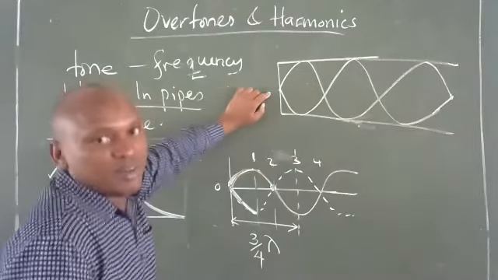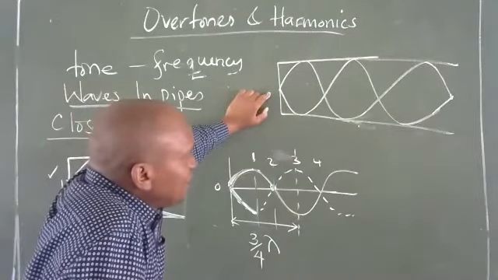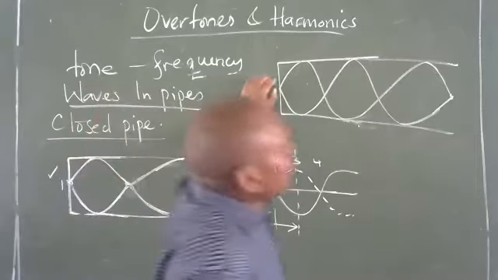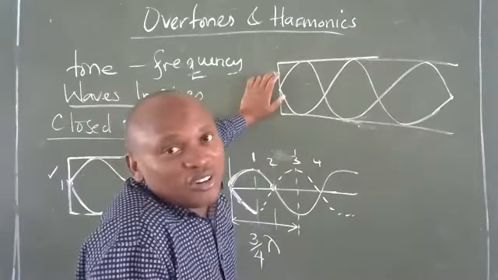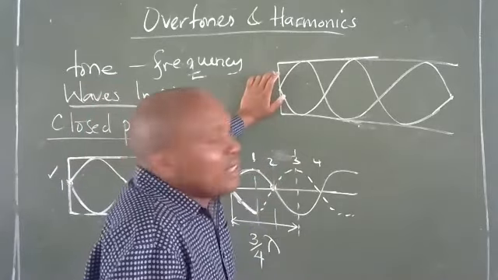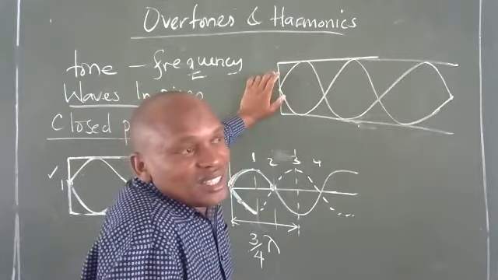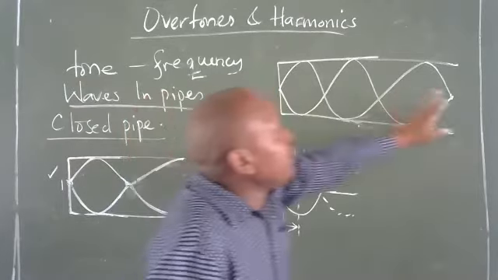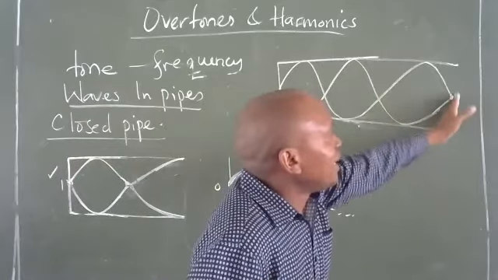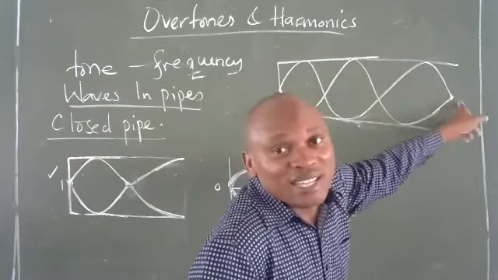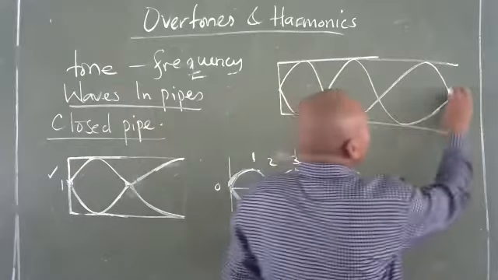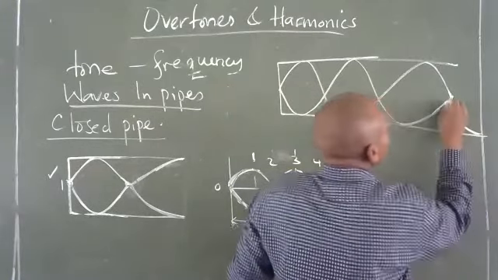Is it a correct diagram? No. Why is it not correct? Waves do not meet in space. They can't meet and stay like this. What they do, they will just continue and go down.